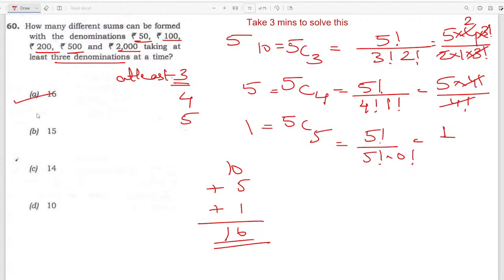I hope this is clear. If you have any doubts, please ask. Deepthi, is this clear? Is everything clear? Okay.